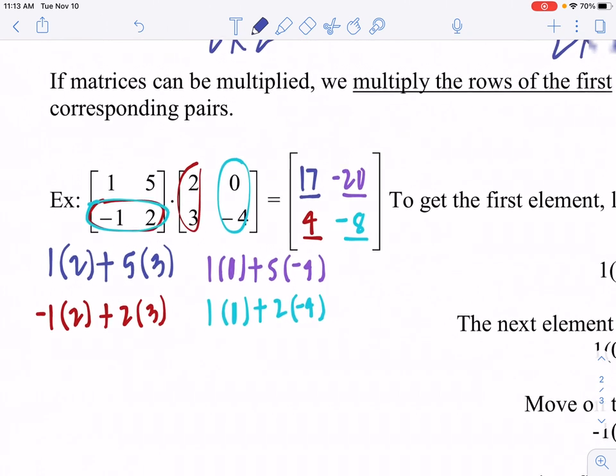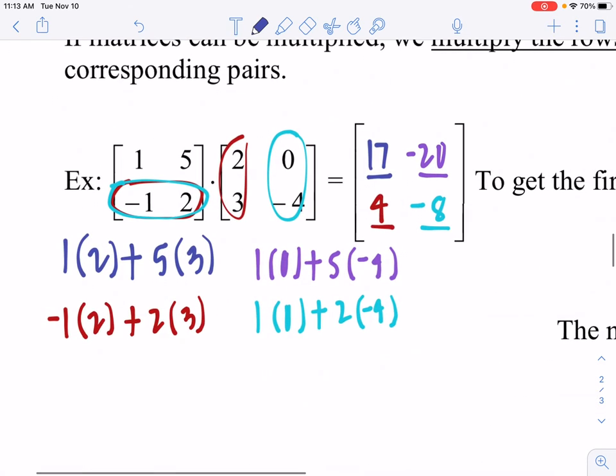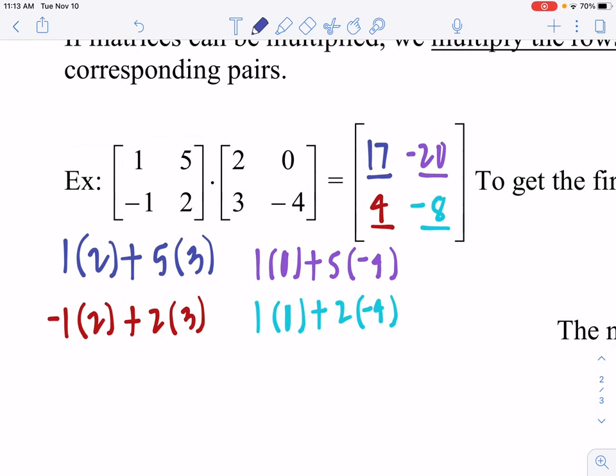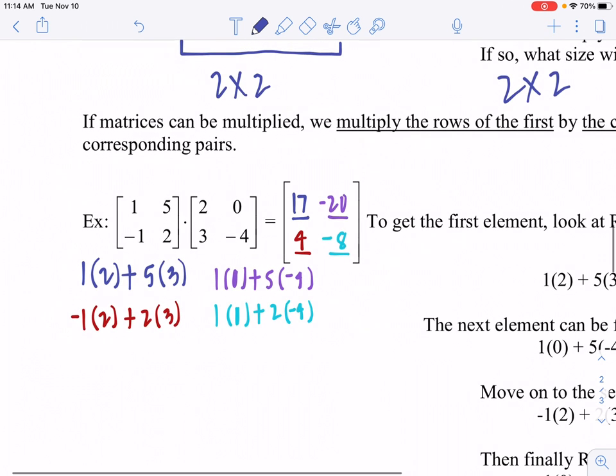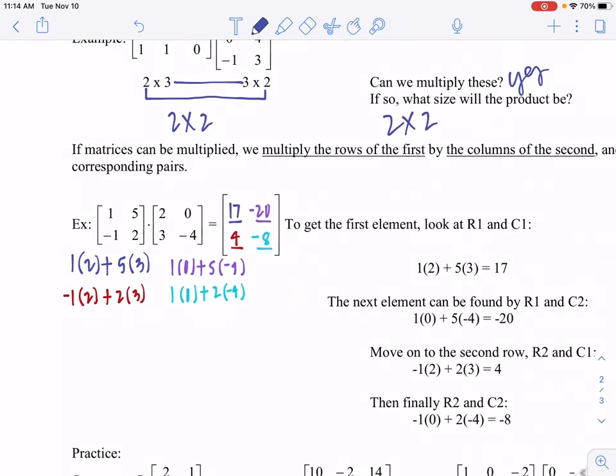So see how we did that. I'm going to do that one more time. So to get the 17, I did this times this. To get the negative 20, I did this times this. Plus, you know what I mean. And then to get the 4, these two. And to get the negative 8, these two. Don't worry, we will do more examples. And depending on what kind of size it is, depends kind of how you're going to go about it.